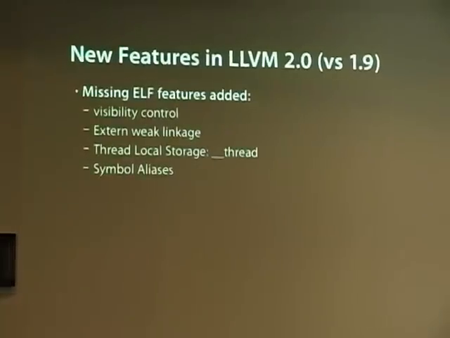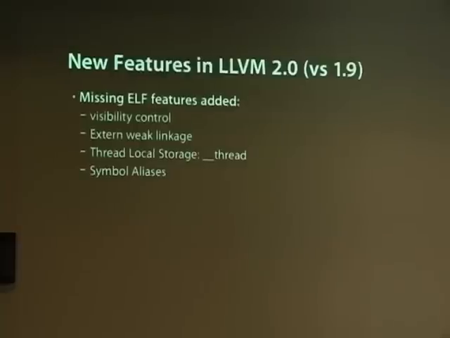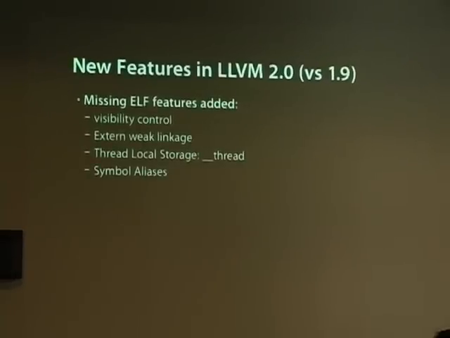And so, for example, there's a whole raft of ELF features like symbol visibility, thread local storage, symbol aliases, stuff like that that wasn't very important early on, but now that people are trying to build things like Qt or Mozilla, that suddenly becomes really important. It uses that all the time.